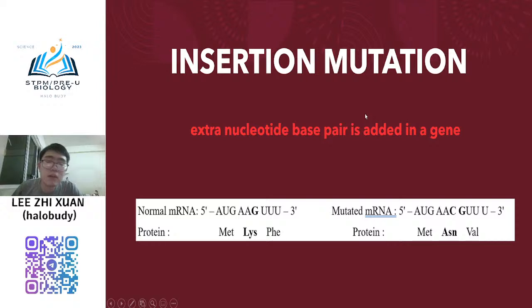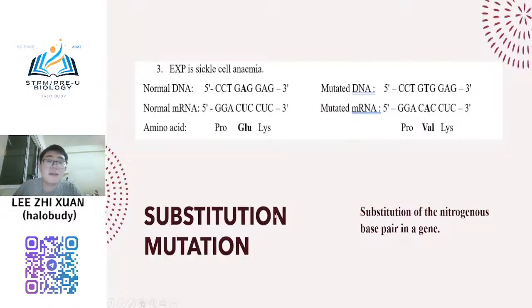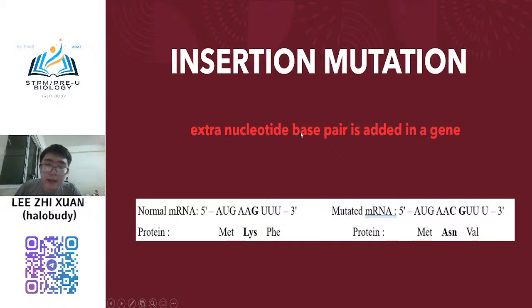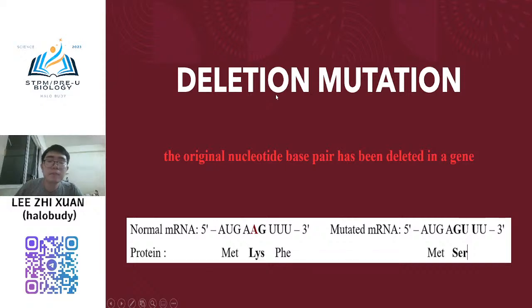So insertion mutation is very serious, I can say, compared to this one. Because this one only can change one amino acid. But for this one, it will change not only one, but all of them afterward. The mutation will change all the amino acids afterward. So this one is very serious. This one also very serious.